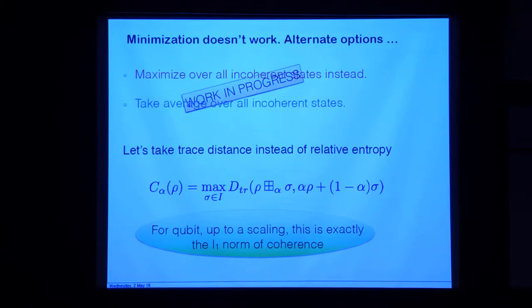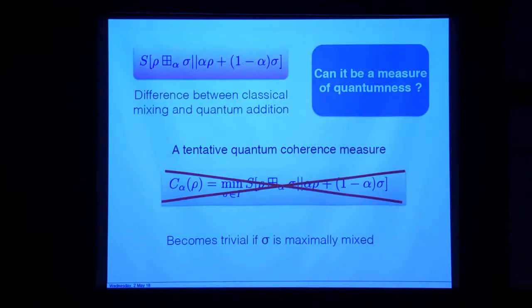But we don't know, we're still working on this. Maybe I should tell that if you have a definition which maximizes over all incoherent states, for example, you take the relative entropy difference between quantum addition and classical addition, and maximize over all incoherent states, we could prove only one of the properties, that is convexity. The remaining things are very hard to prove, so we don't know whether we can do that. But anyone else here in the audience is welcome to write to us if you have any idea.